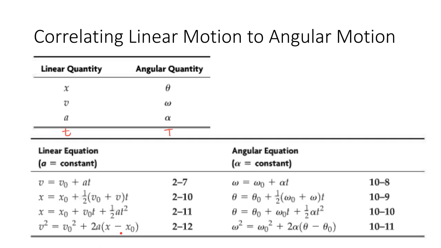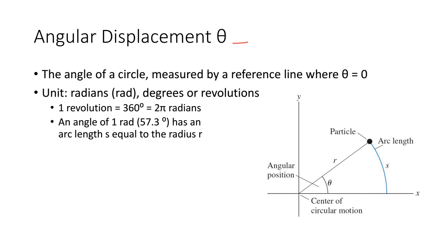These are different forms of our kinematic equations using velocity, acceleration, time, and position. When we're in a rotational frame of reference, we can use the same equations. We just have to consider them using our angular variables. Angular displacement is represented by our Greek letter theta.